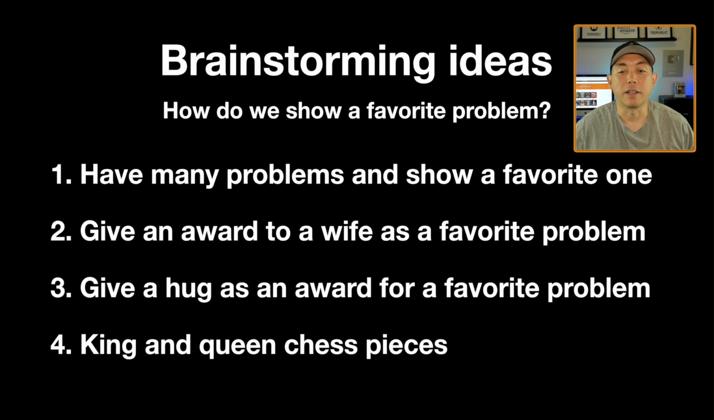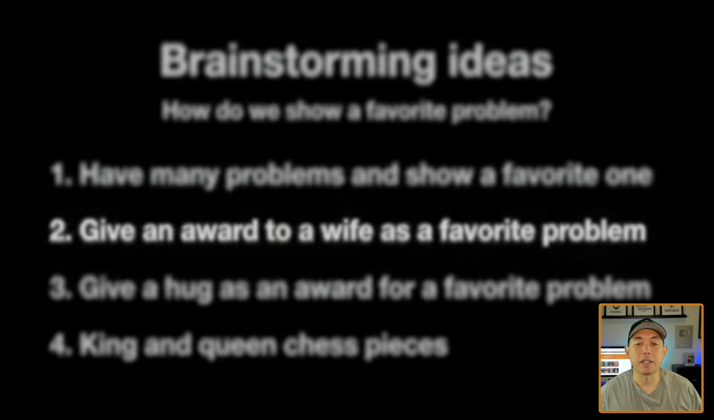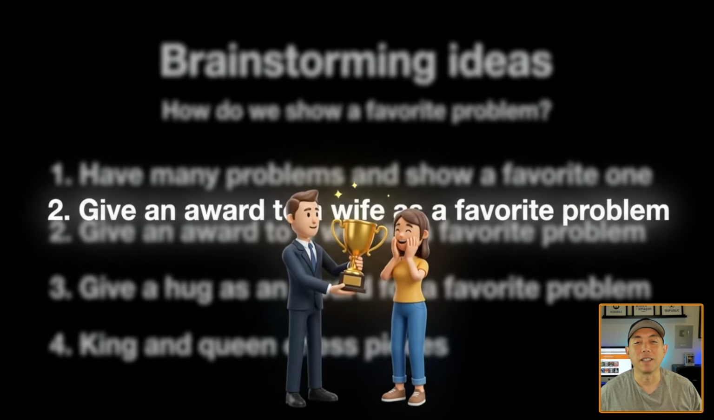Another idea is I could give an award to a wife as a favorite problem. Number 3, I could give a hug to a wife as an award for a favorite problem. Number 4, I could probably play around with the king and queen chess pieces and maybe do that as a favorite problem somehow. So what I ended up doing is actually picking number 2 and giving an award to a wife as a favorite problem.